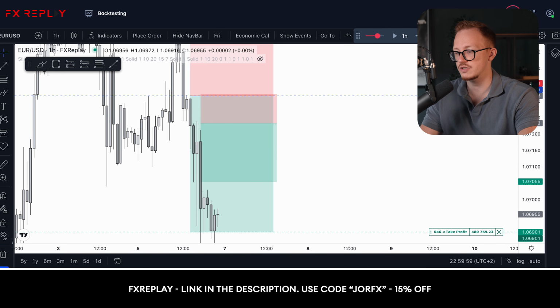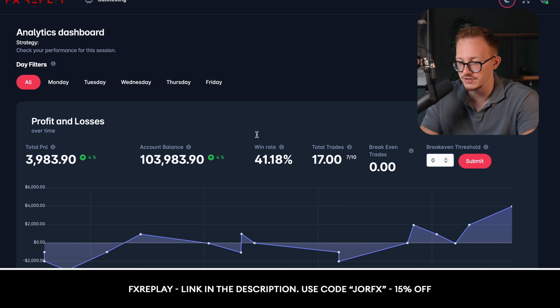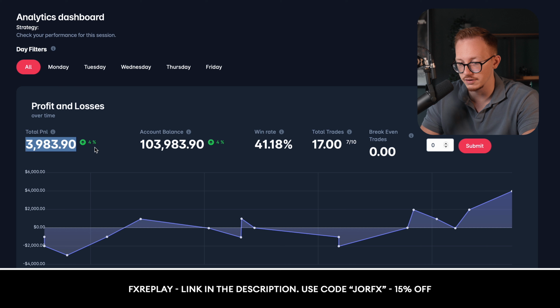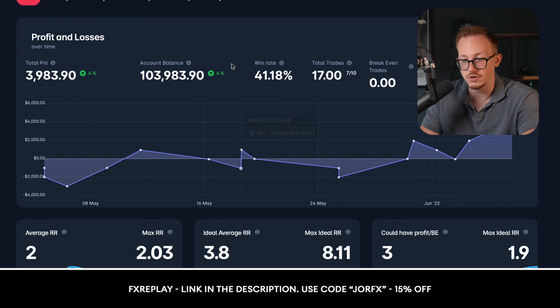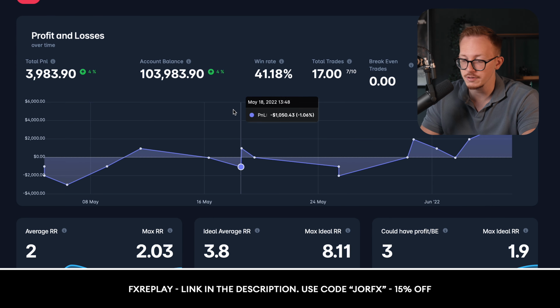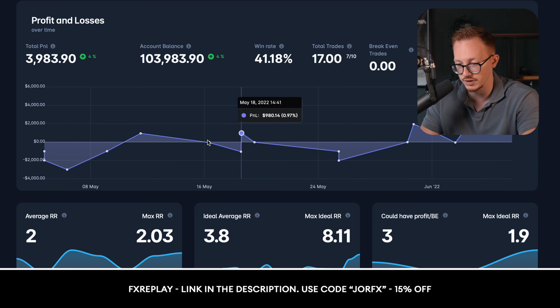No. Okay, so this was the 1-hour, guys. Let me go over the analytics real quick of the 1 hour before we go to the 15-minute. So as you can see, this is the 1 hour. We have a P&L of 4%, so $4,000 in this case. We took 17 trades and we had a 41% win rate. So with the 17 trades, we were profitable. Of course, you have to test this over the long run.